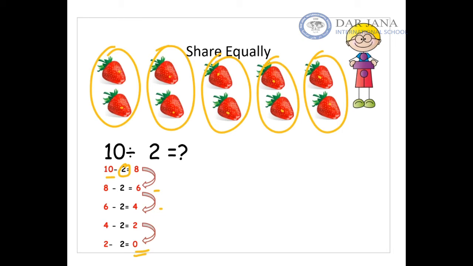Anytime I reach 0 means I have nothing to share equally, so I stop the subtraction. So how am I going to find my quotient? I have 10 divided by 2. All I have to do here is just count the subtraction sentences that I have. This is 1, 2, 3, 4, and 5. So I subtracted 5 times, so I have here 5 cups.